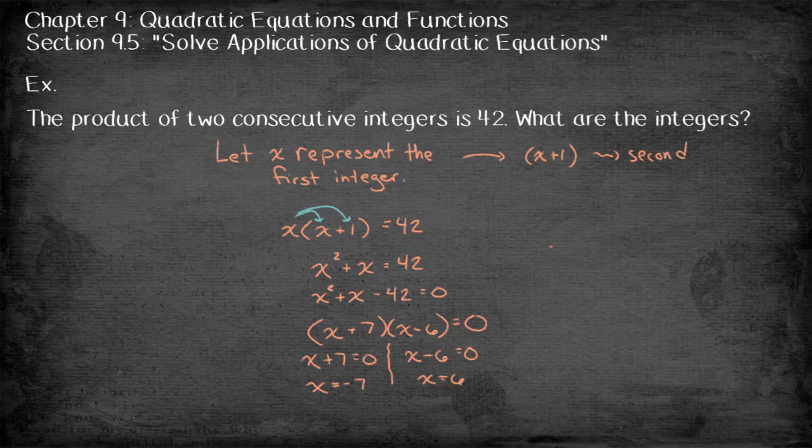So there's two possibilities, namely -7 and -7 plus 1, or -7 and -6. Or we could also look at 6 and 6 plus 1, which is 6 and 7. And if you notice, both of those pairs of numbers multiply to give you 42, and they're both consecutive. So that's all set.